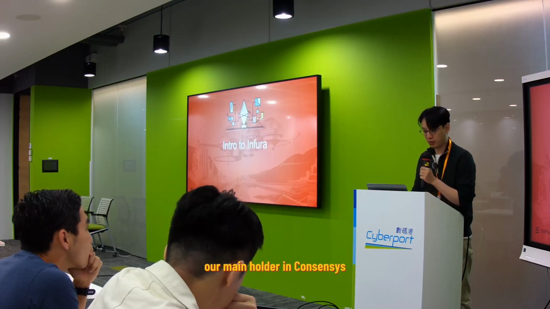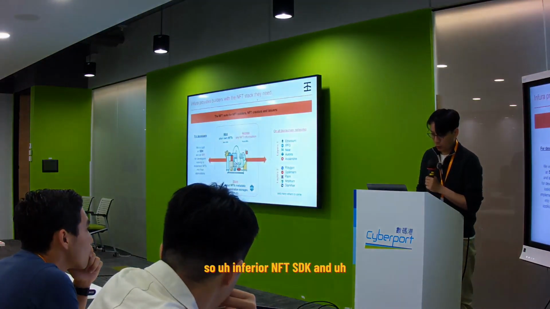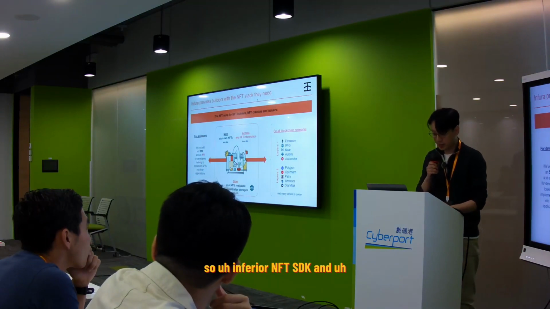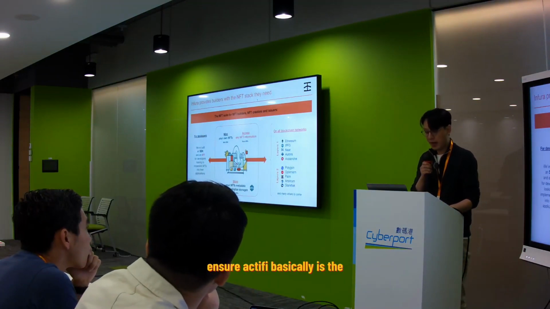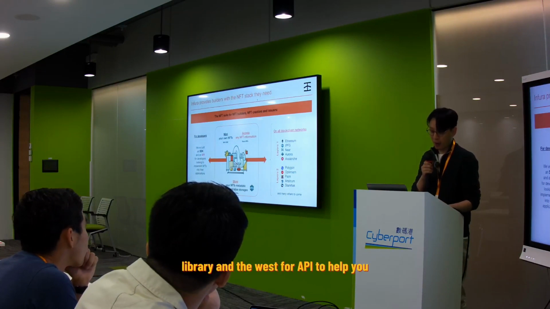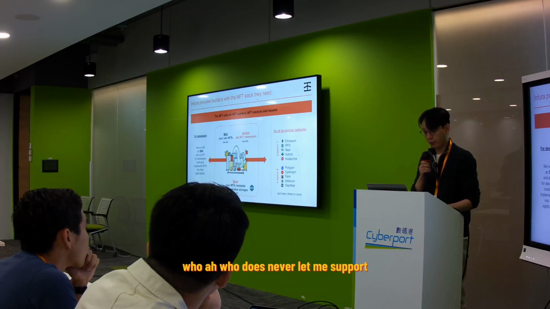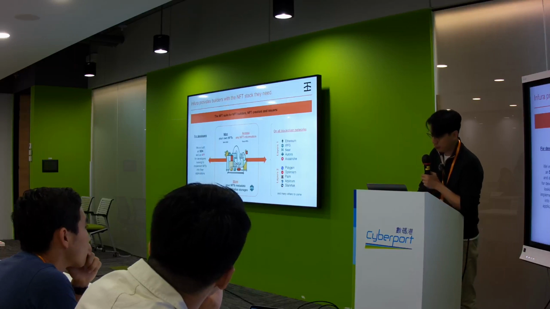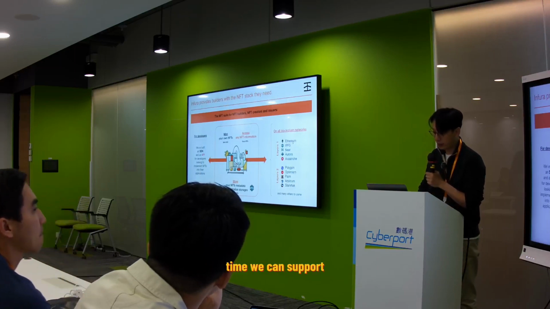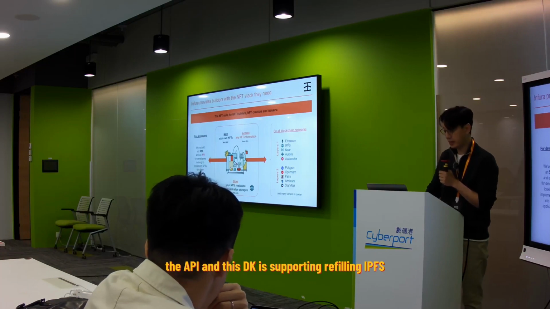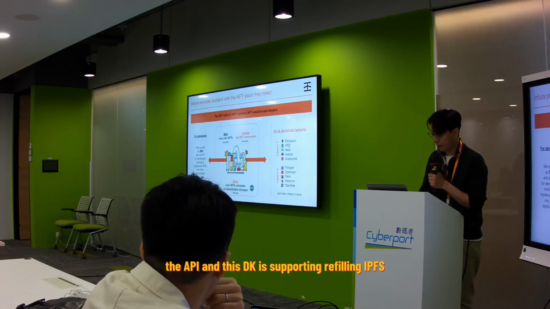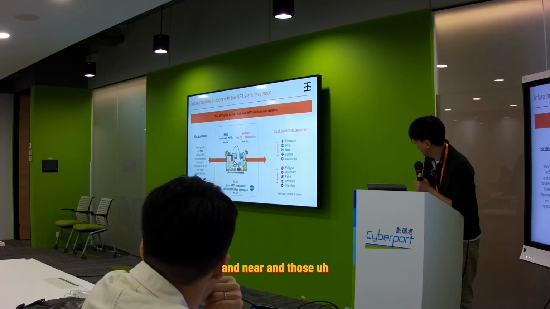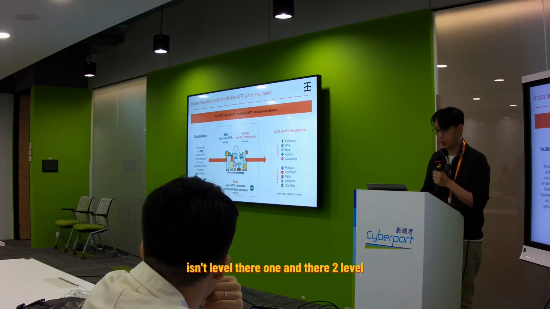So today I will go through the NFT SDK and the NFT API in Infura, which is one of our main products in Consensys. The Infura NFT SDK and the Infura NFT API are basically the library and the RESTful API to help you do read and write operations through those networks that we support. As you see on the right-hand side, the API and the SDK support Ethereum, IPFS, and NEAR, and those different layer 1 and layer 2 networks.